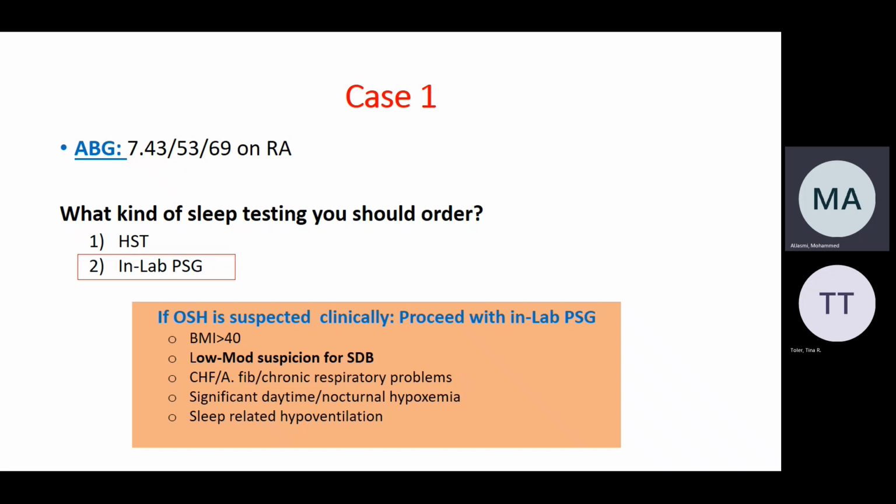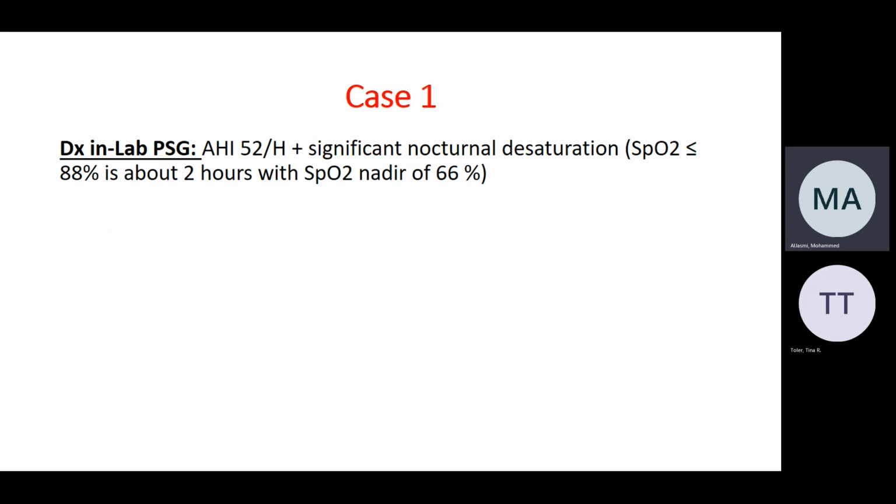But if you forget insurance, just think about it: anyone who has moderate to severe concern for sleep apnea with no comorbidities gets a home study. Everyone else should get a lab study. Okay, clear? All right, so this is her PSG. She had severe sleep apnea from what you can tell, AHI more than 52.